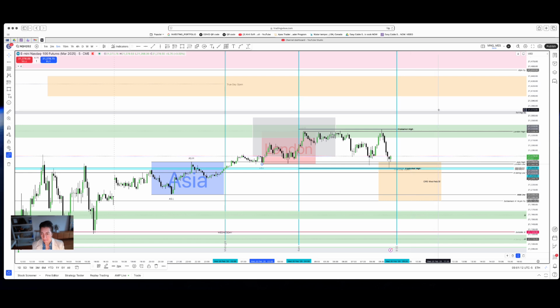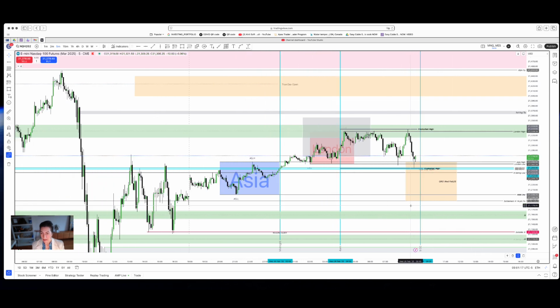Okay. So those are all the key areas that I put on my chart every morning. The liquidity likes to rest above and below previous day high, previous week high and low, previous session high and low.